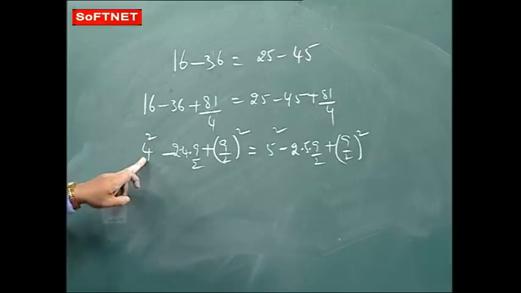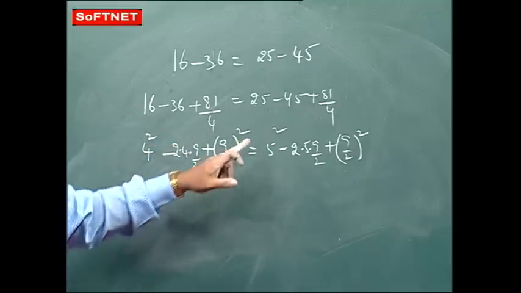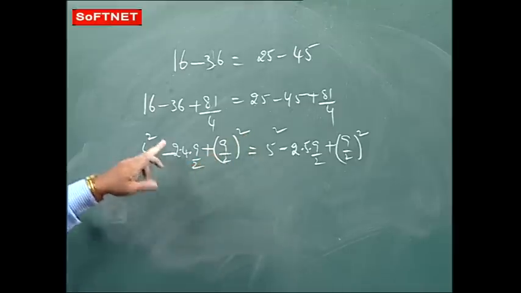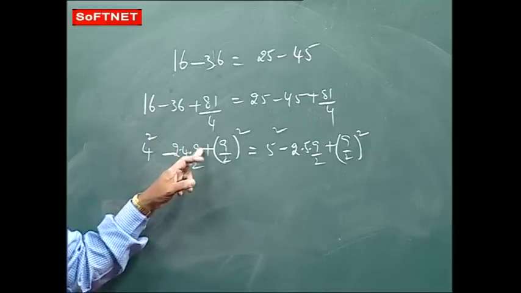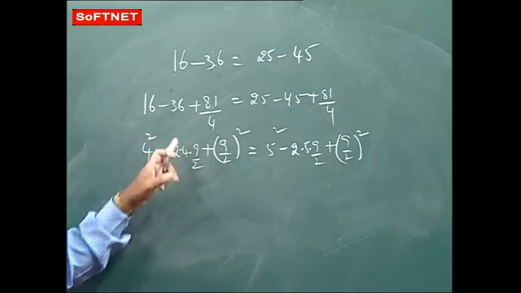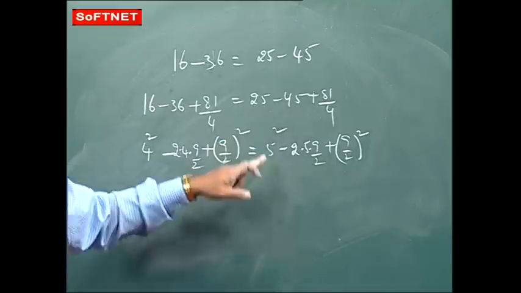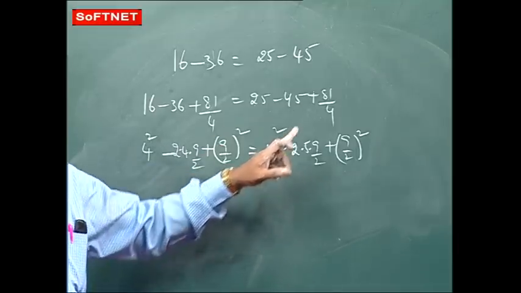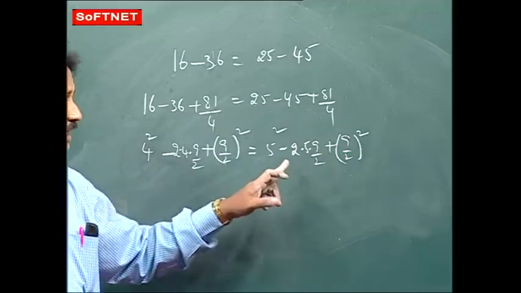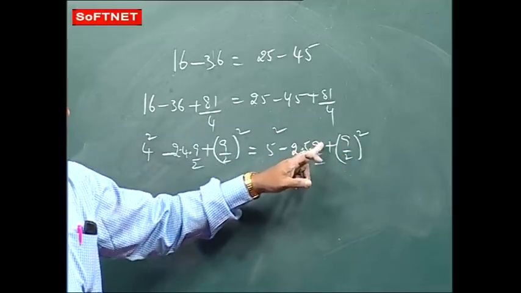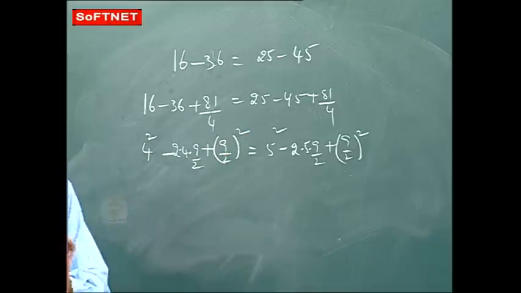Okay. 16 is written as 4 square, 81 by 4 as 9 by 2 whole square. And 36 is written as 2 times 4 times 9 by 2. 4 nines are 36. This 2 and this 2 get cancelled. Correct? Okay. And 25 is 5 square, and 81 by 4 as 9 by 2 whole square, and it is minus 2 times 5 times 9 by 2. This 2 and this 2 get cancelled. 5 nines are 45. Nothing wrong.